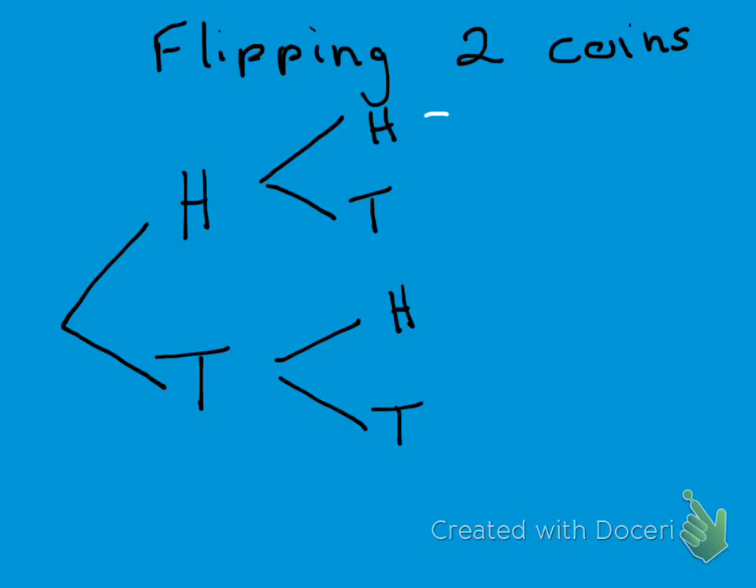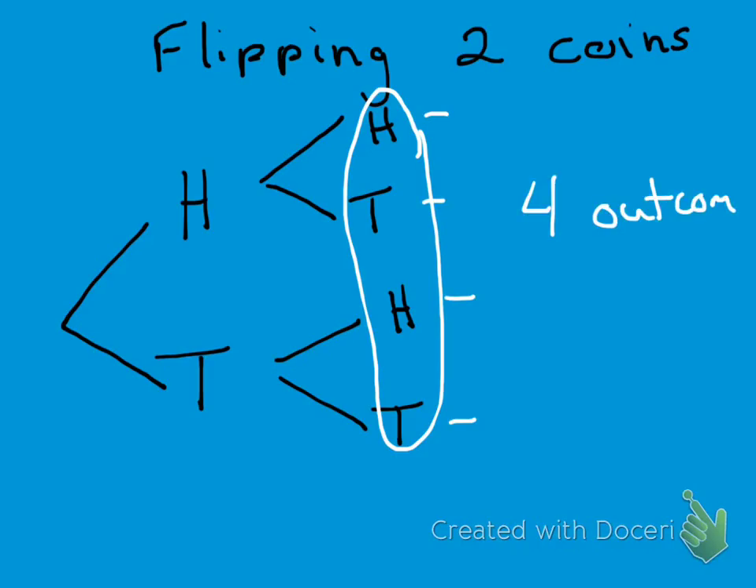With this tree diagram, all I'm going to do is count my last column, which is this section here. When I count that out, that gives me my total number of outcomes. So 4 in this problem.